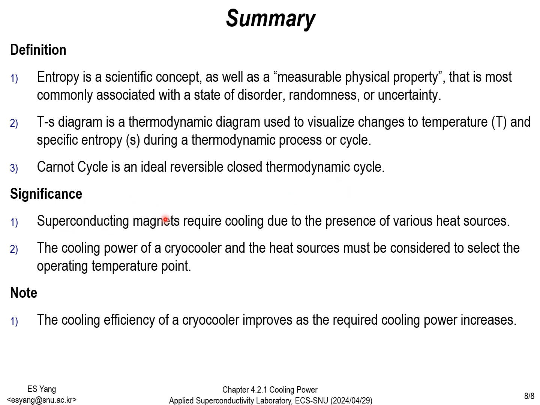Superconducting magnets need cooling because of various heat sources. To pick the right operating temperature, you have to consider the cooling power of a cryocooler and the heat sources. The cooling efficiency of a cryocooler gets better as the required cooling power goes up.